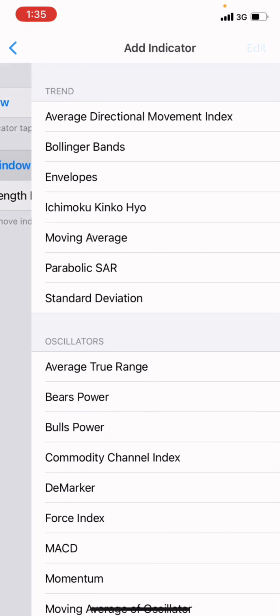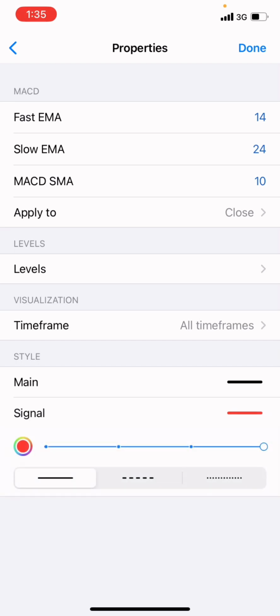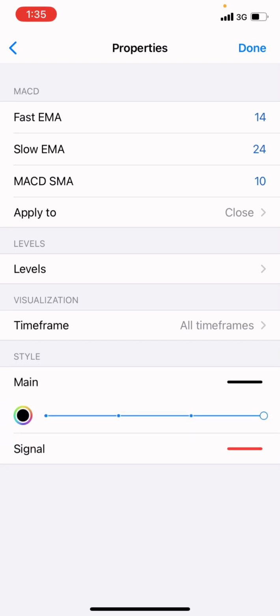Then you put in the MACD second: fast EMA 14, slow EMA 24, MACD SMA on 10. Then the style, you put that on black for the main. The signal, you put that on red, all right, with 4 pixels for both of them. Then you click on done.